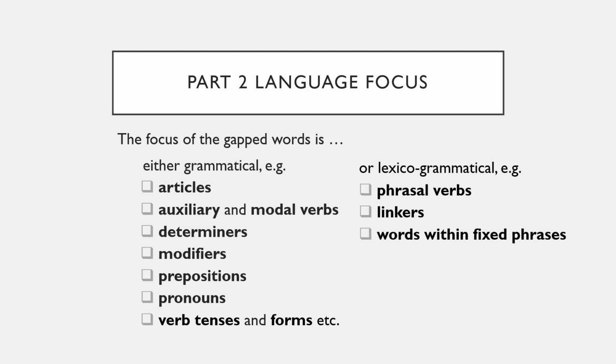As I've already mentioned, in Part 2, the words you'll need to fill in the gaps will be mostly grammar words, rather than content words that carry the meaning of the sentence. So let's think about what type of words you might be looking for. Most of them are likely to be grammatical parts of speech, or lexico-grammatical words. Have a look at the examples given. Are you familiar with all these terms? If not, you might want to pause the video and look them up in a good grammar resource.